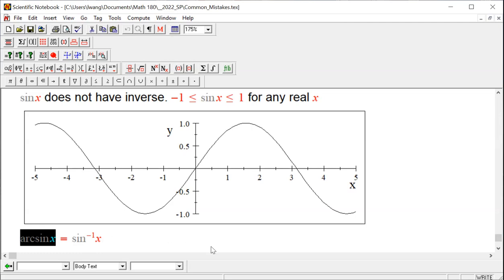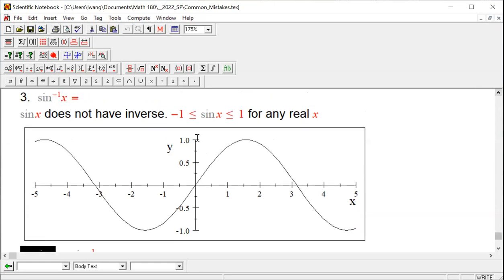I'm going to explain it here again. Why is it called arcsine? After I finish this one, I'm going to explain why it's called arcsine.